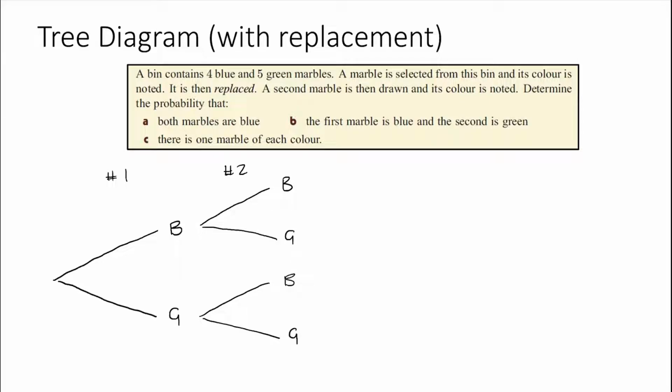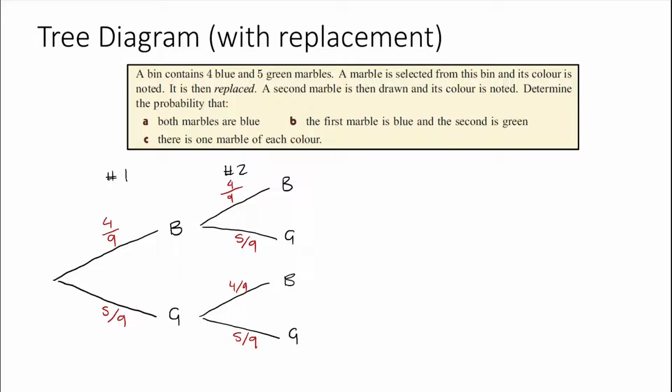Okay, so looking at the information we've got in that question, the probability of drawing a blue is 4 over a total of 9 marbles, meaning 5 of the 9 are going to be green. So because we're replacing that marble, we're still going to have 9 marbles in total on the second pick, and the same colours as well. So these are going to be the exact same probabilities for our second pick.